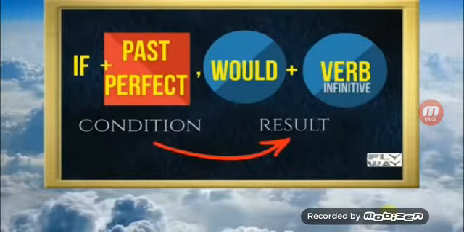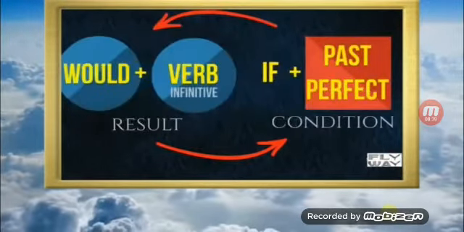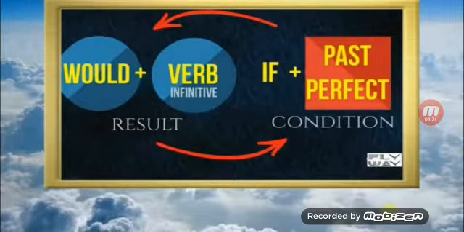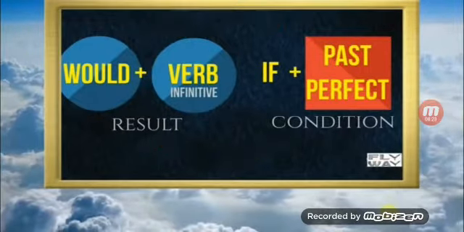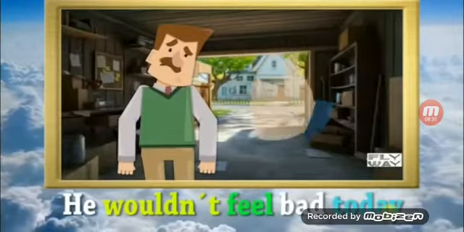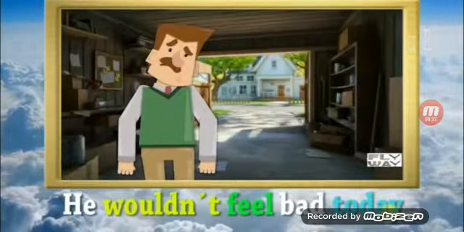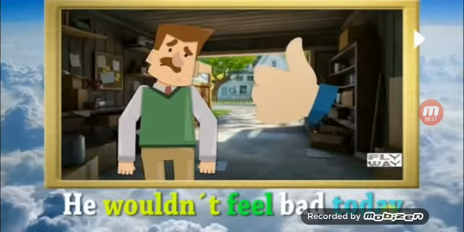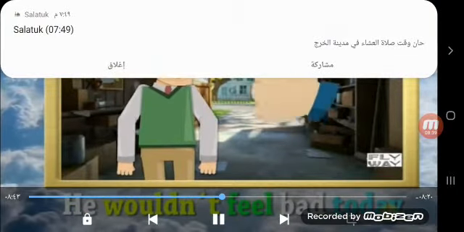Again, we can exchange the positions, the places. If plus past perfect and comma, then would plus the verb in infinitive, and we are going to exchange the places. We are going to begin with would plus verb in the infinitive, then we write if plus past perfect as a condition. He wouldn't feel bad today.